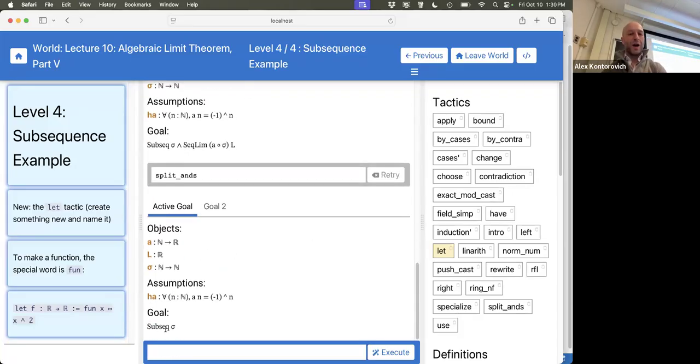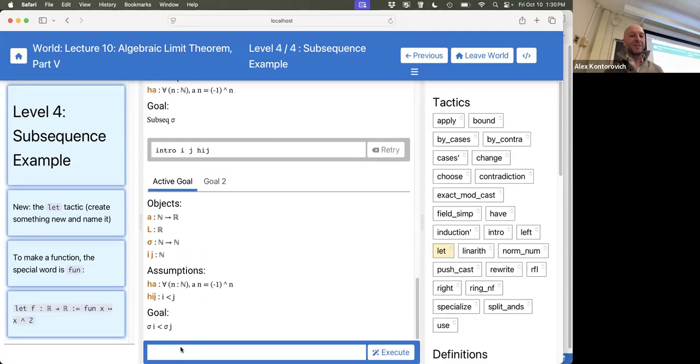Okay, and I only have one goal. Why is it a subsequence? Well, give me an i and a j, and the hypothesis on i, j that i is strictly less than j. You have to remember what it means to be a subsequence. It's that for any i and j, if i is less than j, then sigma i is less than sigma j.